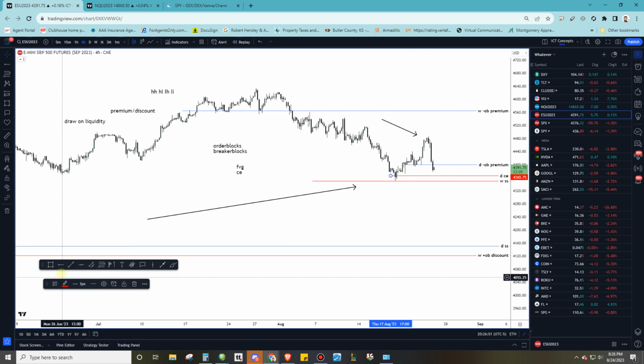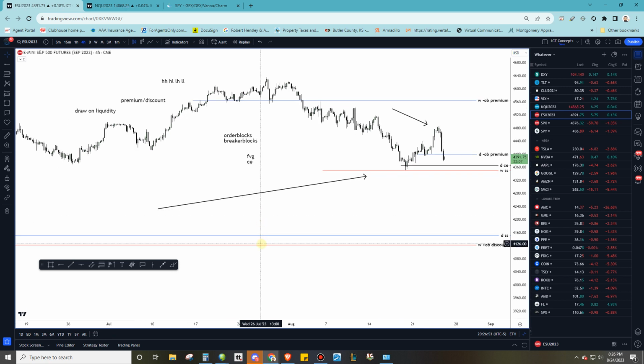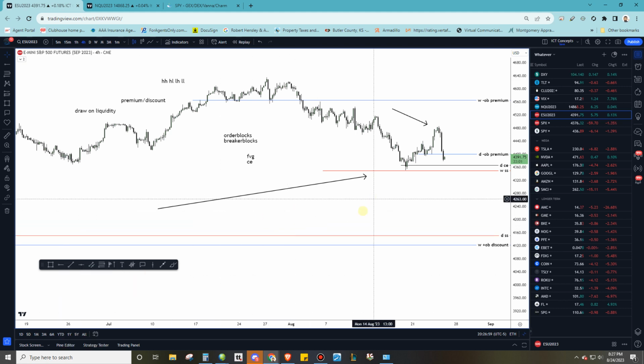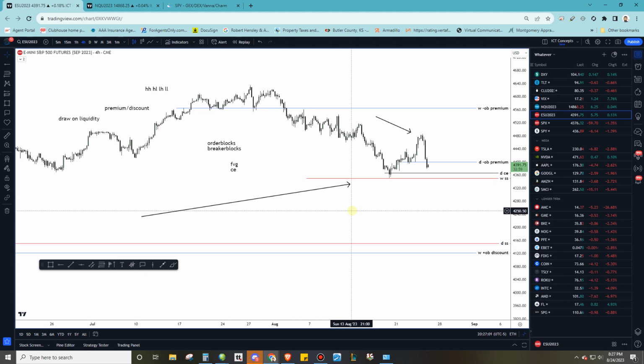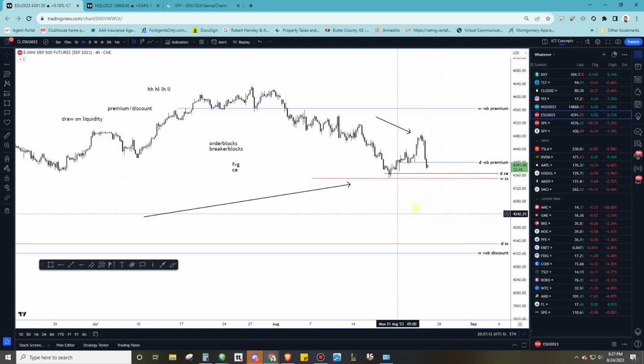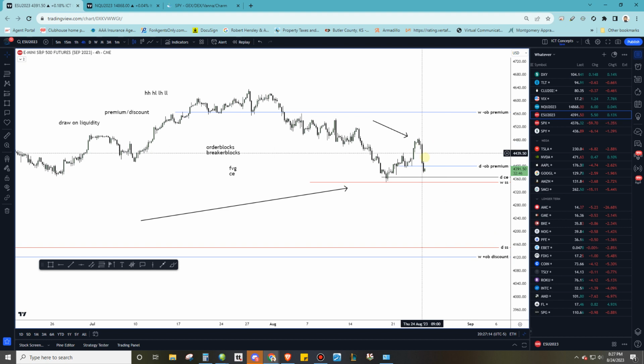So we want optimal entries, want as little drawdown as possible, right? I mean, I don't want to be taking 50 points of drawdown to be in a short for 50 points, right? I want to be 10 points of drawdown for 50 points or something like that. So we got our weekly sell, our daily sell. The weekly sell is obviously going to be a bigger draw than the other. We do have a fair value gap here on the 4 hour.